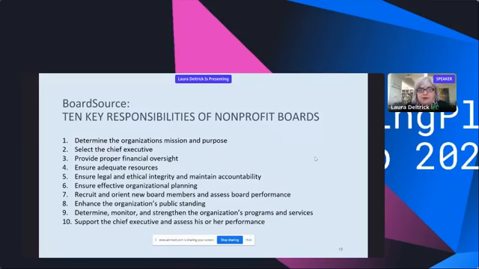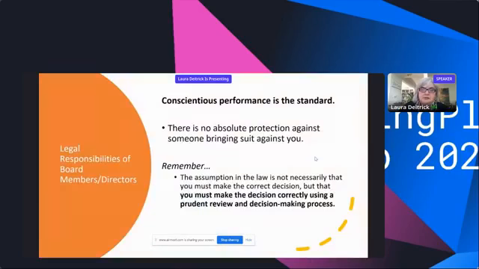Board Source puts forward 10 key responsibilities of nonprofit boards. You can just take a look at this. This has been out for a long time. Sometimes I think people are surprised by some of these because they've never really thought that these are the kinds of things they should be enacting. And this is a good place, if you want to have a conversation with your board, to assess yourself against these things and say, well, how good are we at doing financial oversight, ensuring resources, etc. So I'm going to take a little deeper dive.